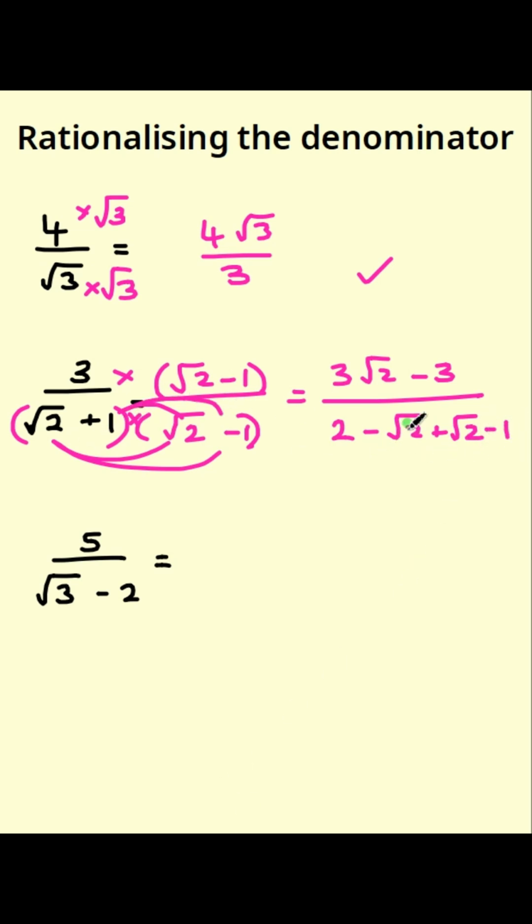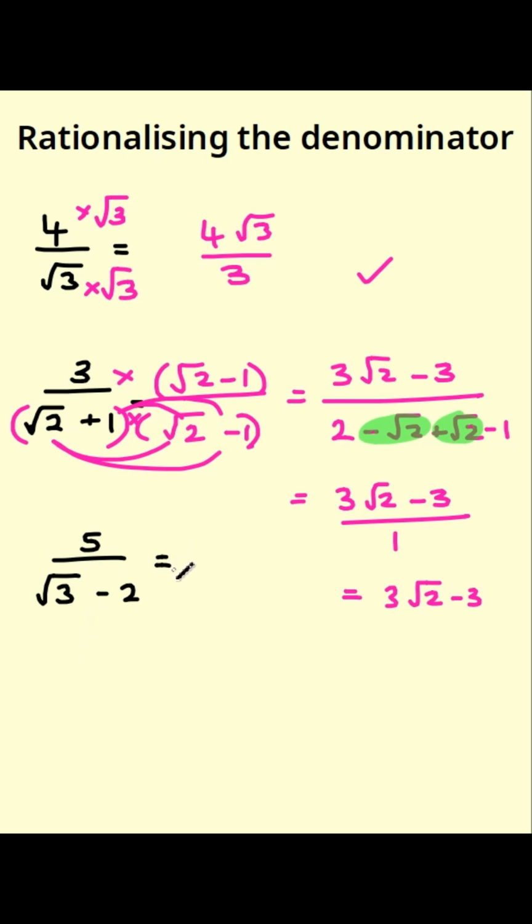And here's the magic, look. We can see we've got minus root 2 plus root 2 that cancel each other out. So our final answer, on the numerator we've got 3 root 2 minus 3, and on the denominator we've simply got 2 subtract 1. 2 take away 1 is just 1. So we can simplify that to 3 root 2 minus 3.